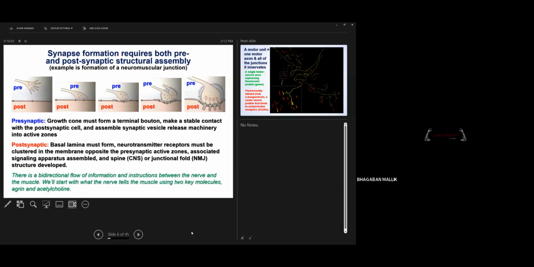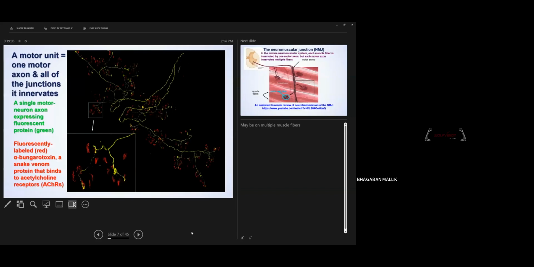So synapse formation is a bidirectional flow of information. The presynapse talks to the postsynapse, and simultaneously the postsynapse talks to the presynapse, so that you have a functional connection. Okay, so we are going to talk about how the postsynapse talks to the presynapse to cluster certain molecules required for synapse formation.